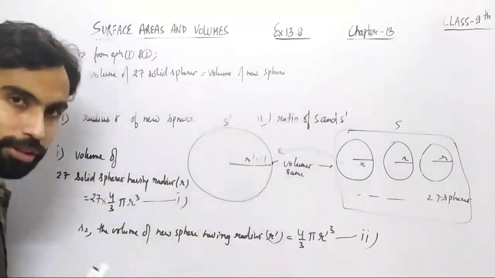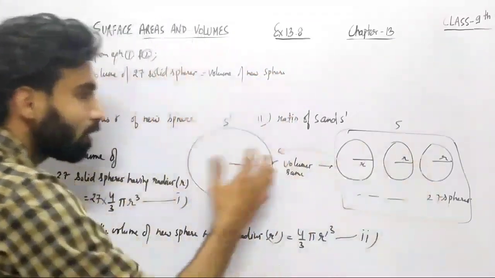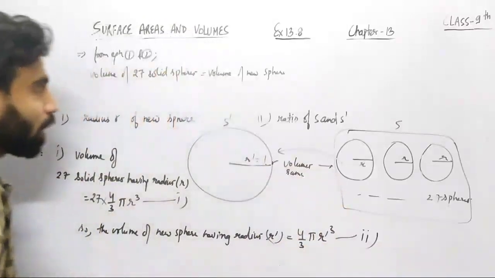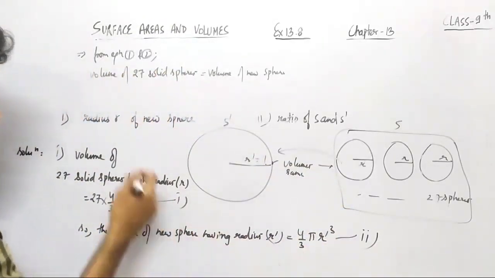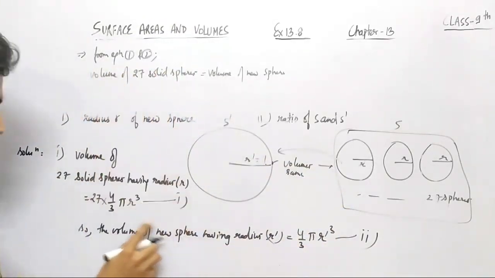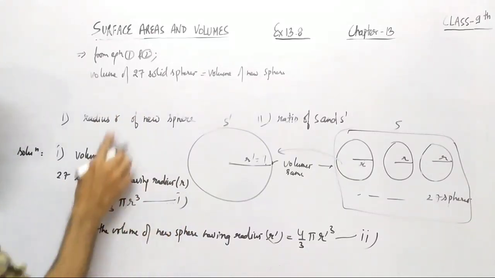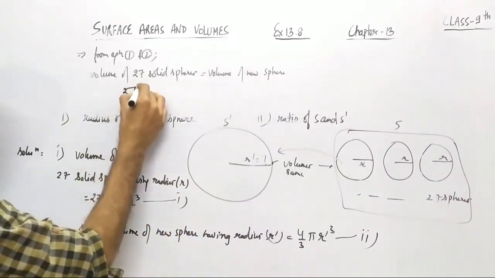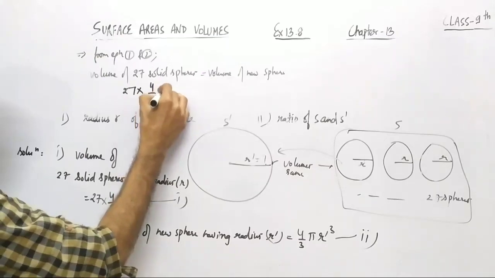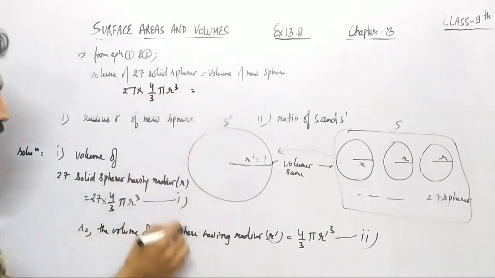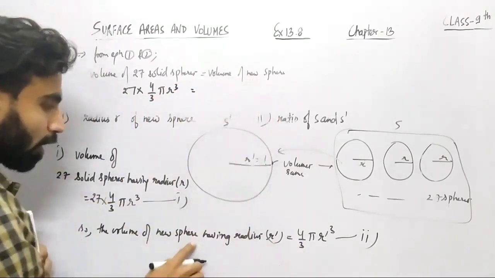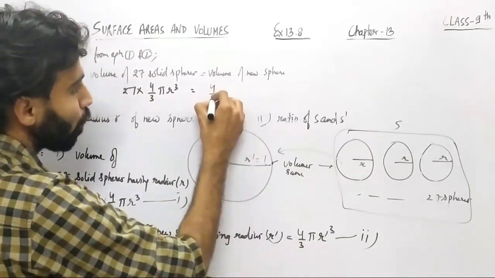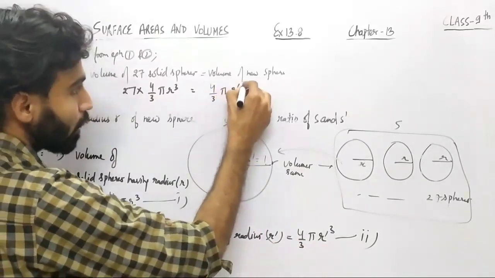So this is given in the question that they were melted to make this, so their volumes will be the same. So we are going to equate them, you can see. What is the volume of 27 solid spheres? You can see that is 27 into 4 upon 3 pi r cube, equal to the volume of the new sphere that is formed, that is 4 upon 3 pi r dash cube, right?